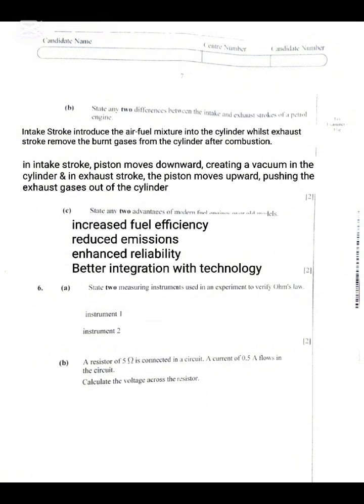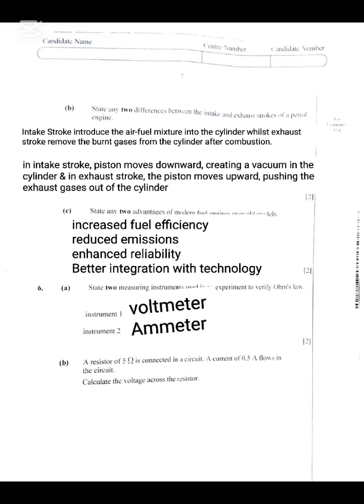And then number 6A, state two measuring instruments that are used in the experiment to verify Ohm's law. So the instruments that we need: a voltmeter in order to measure the voltage. We need an ammeter to measure the current. We also need a resistor to measure the resistance.